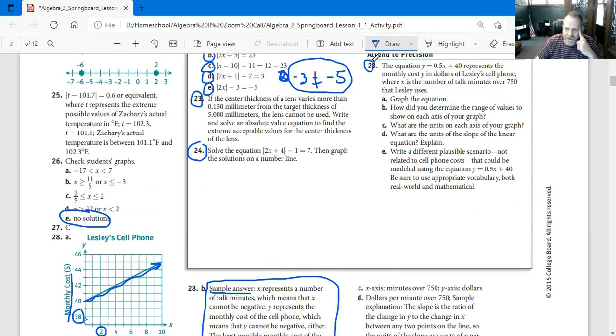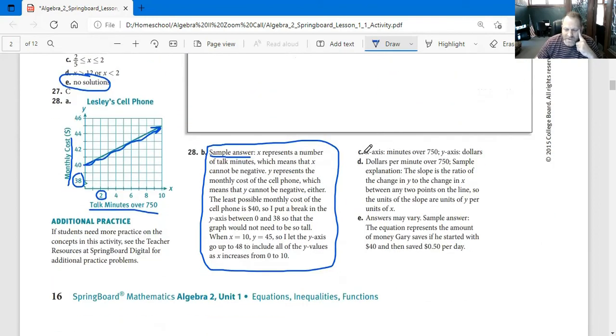So 28, we've done A, B, and C. All right, so what are the units on each axis of the graph? So C is x-axis minutes over 750, and y-axis is the dollars. Okay, so write that down, guys.